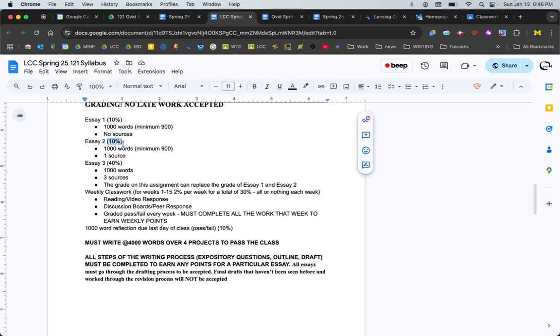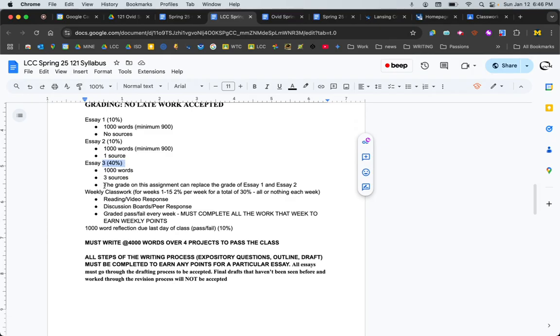Essay 1 and Essay 2 are the same assignment as Essay 3, except Essay 3 has more sources. But Essay 3 is worth 40%. With Essay 3, I only give you feedback on your outline. And the purpose is, with the final essay, this is really about what you've learned from Essay 1 and Essay 2 about expository writing and the skill of writing, and then demonstrating it with Essay 3.